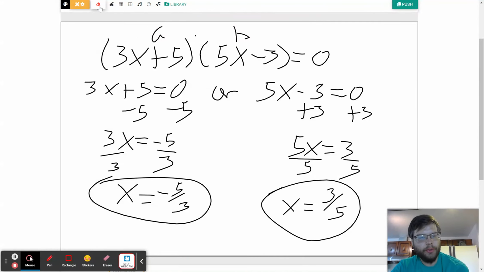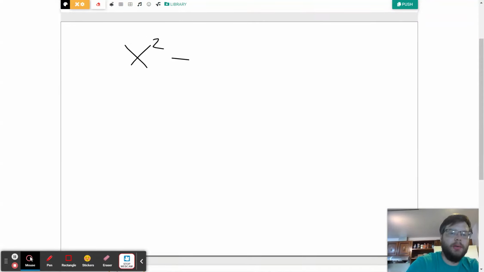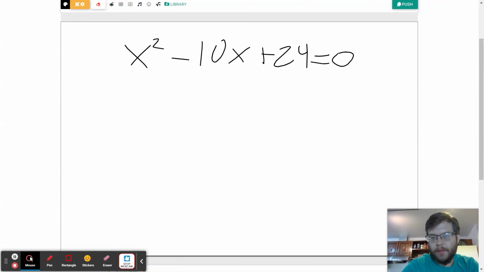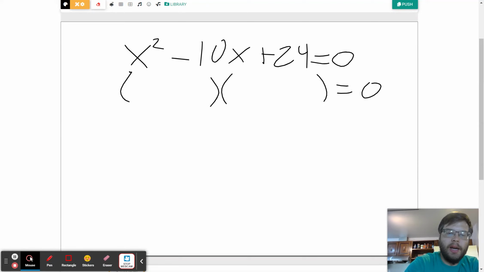The last little wrinkle is that a lot of times quadratic equations don't come in factored form. A lot of times you'll have a quadratic equation like x squared minus 10x plus 24 is equal to 0. Here, you want to think of how can I make this into a multiplication problem? And the answer is factoring. All that box and diamond, all those multiplying and adding problems that we've been doing, those are to use the zero product property.